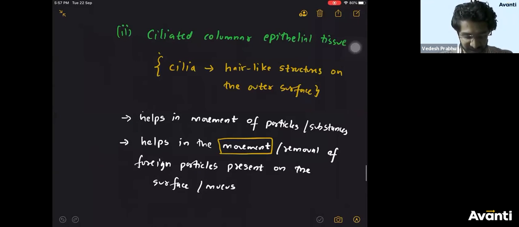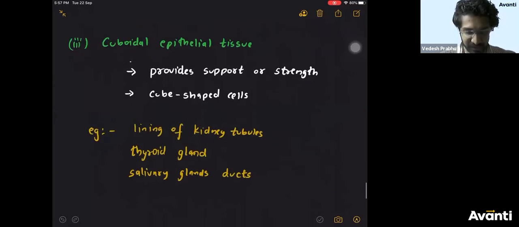Next, we just got started with cuboidal epithelial tissue. After this we have the last type of epithelial tissue, that is glandular epithelial tissue. We'll just quickly see this glandular epithelial tissue, and then we move on to the other things. The positive thought and all that, we will do again later.